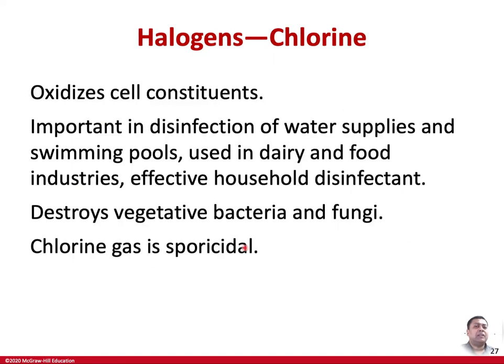So the next halogen is chlorine, and it oxidizes all the cell constituents. It may be applied as chlorine gas, Cl2, or sodium hypochlorite, NaOCl, which is your common bleach, or it could be in the form of calcium hypochlorite. All of them produce hypochlorous acid, HOCl, upon reacting with the water.